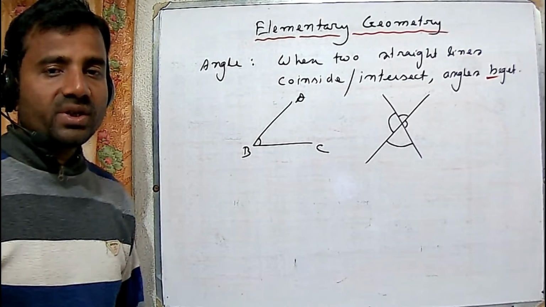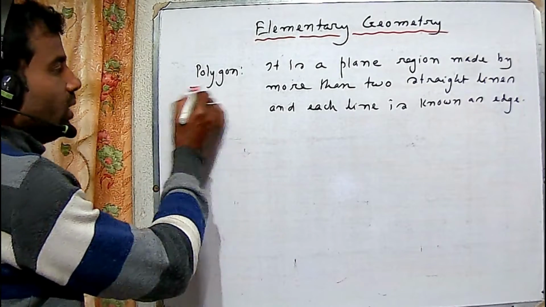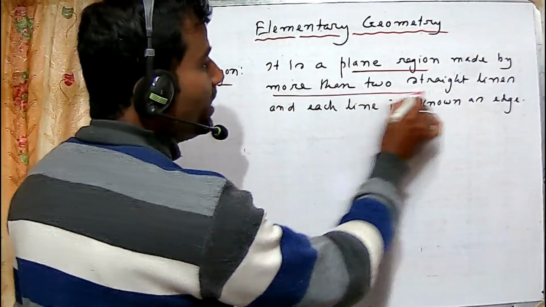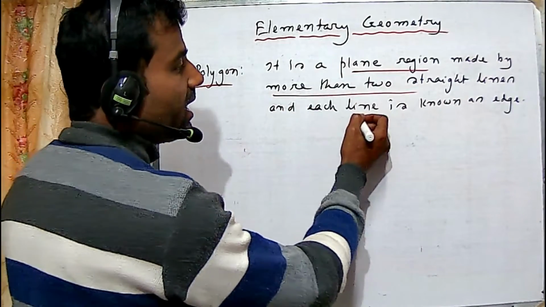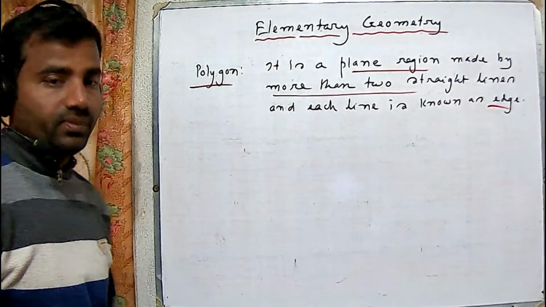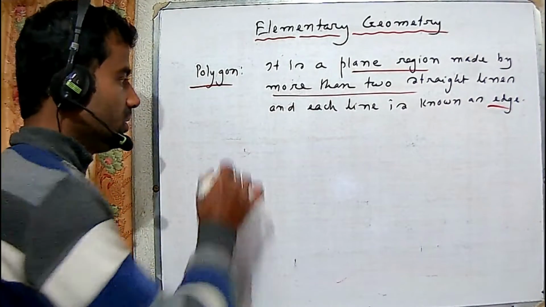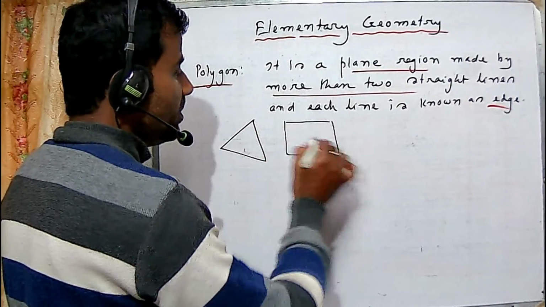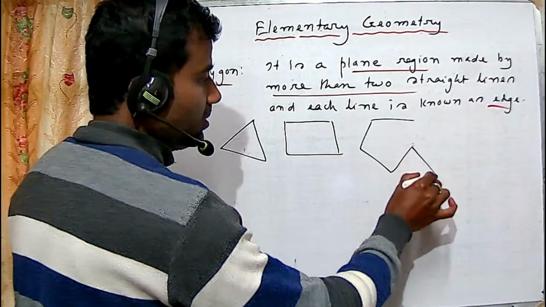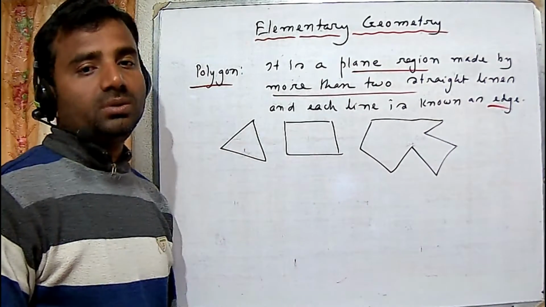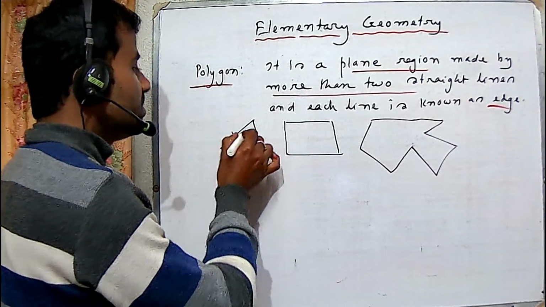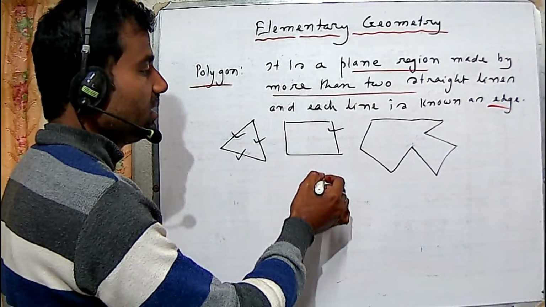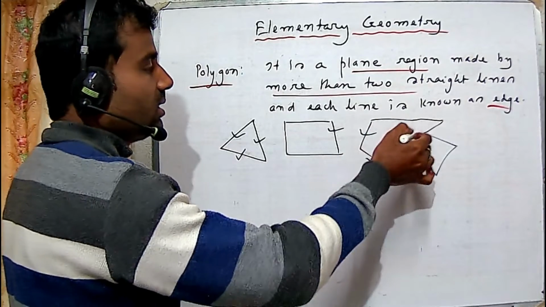Okay. Next we discuss polygon. Polygon: it is a plane region made by more than two straight lines, and each line is known as an edge. Example, this is a polygon, this is a polygon, this is a polygon, and each line is called an edge. This is an edge, these are edges.